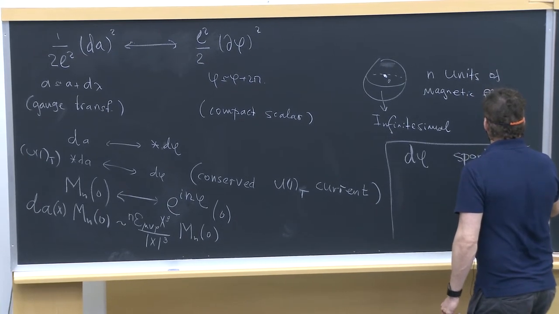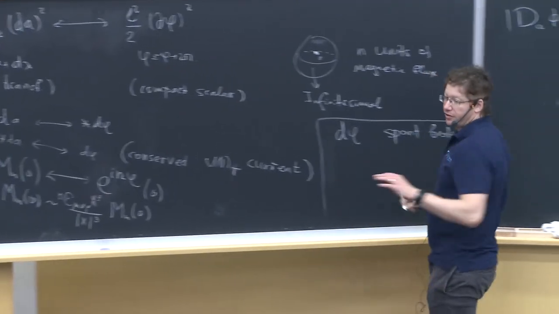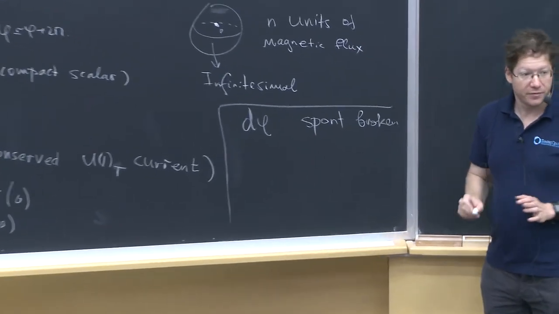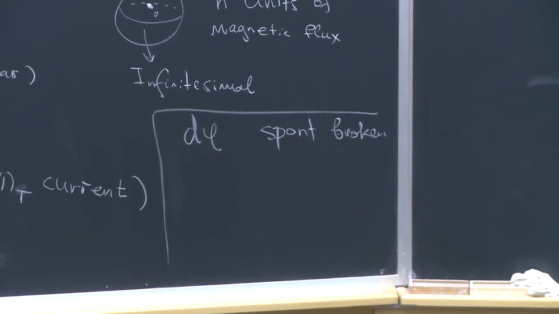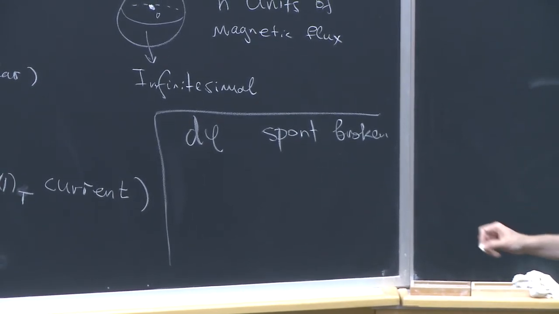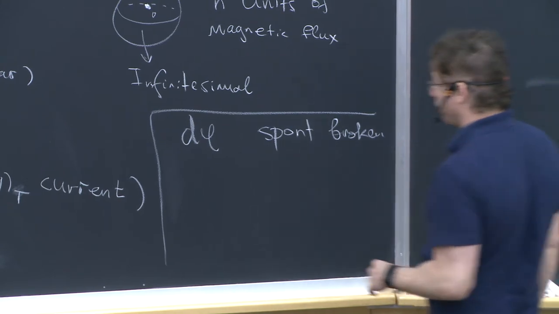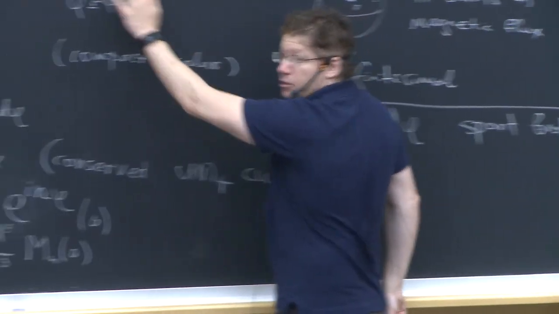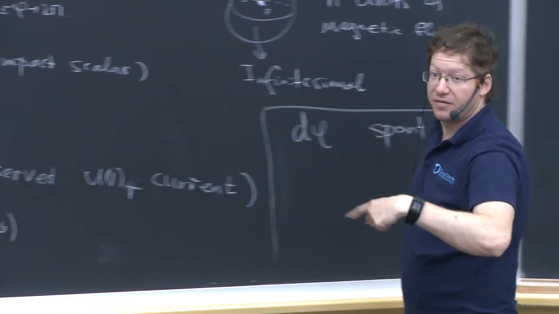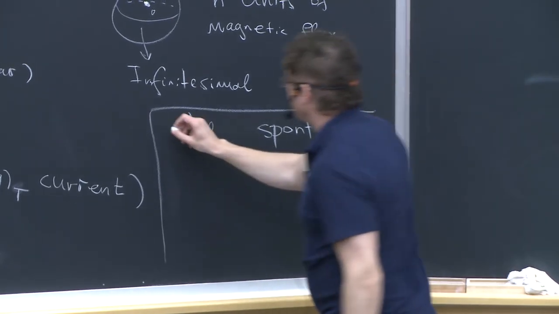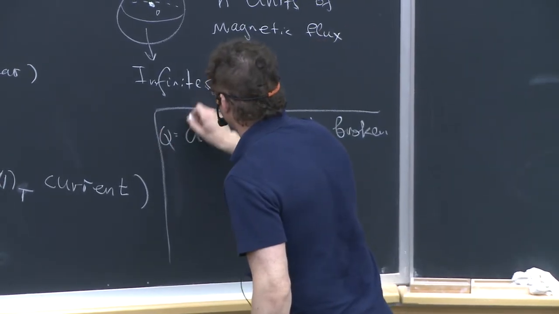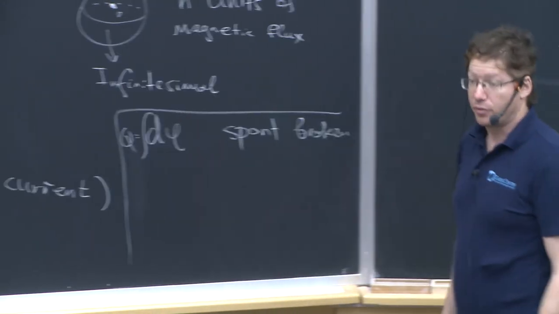So this free gauge field theory is always in the spontaneously broken phase. When you add matter fields, it may not be in the spontaneously broken phase, but the free gauge field is always in the spontaneously broken phase. And you see it from this description. There is always a circle of vacua. So the charge that corresponds to this current is spontaneously broken.